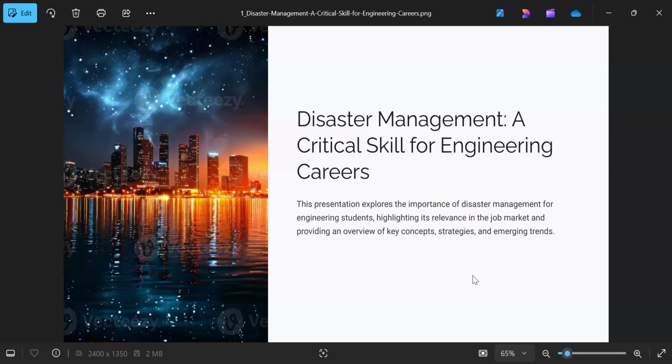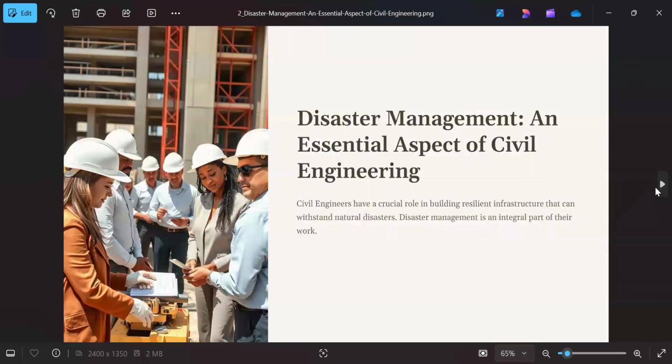So, in this session, we start with a critical skill for engineering careers: how disaster management is a very good and important skill for an engineering career. This presentation will explore the importance of disaster management for engineering students in general, highlighting its relevance in the job market and providing an overview of key concepts, strategies, and also the emerging trends. We will also see the role of disaster management from the civil engineer's perspective.